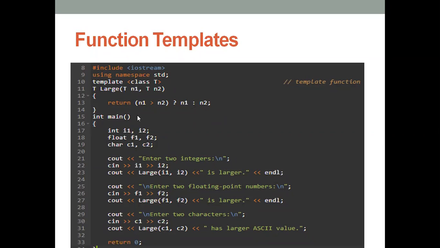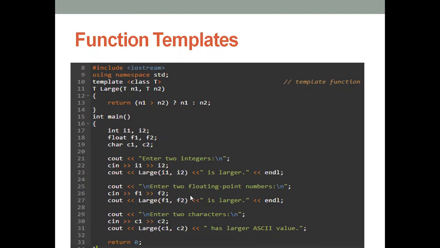So now we are starting our main program. In the main program, there are two integer variables, I1 and I2, two float variables, F1 and F2, and two character variables, C1 and C2. Here we write cout, enter two integers. In this manner, you can take two integers one after another. We are calling the large function. If I1 is greater, then I1 is larger will be printed. If I2 is greater, then I2 will be printed.